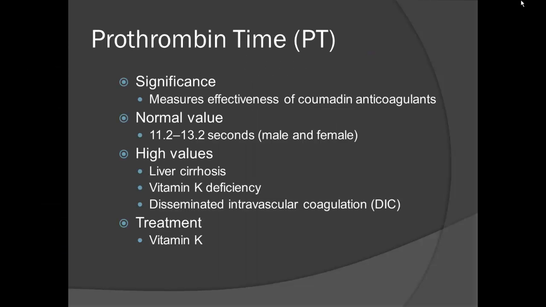Prothrombin time. The significance of this is that it measures the effectiveness of Coumadin anticoagulants. Normal values should be from about 11.2 to 13.2 seconds in male and female. High values would say that your prothrombin is not activating, and it's not initiating the clot like it should. Liver cirrhosis might be involved with that. Or you don't have enough vitamin K, which is in one of the clotting factors, and several of them actually. Or you have disseminated intravascular coagulation.